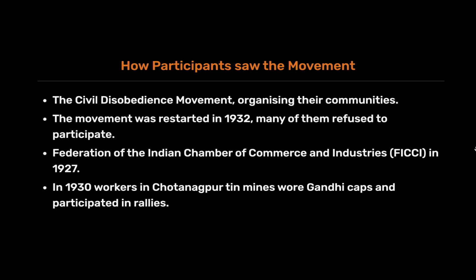How participants saw the movement: in the civil disobedience movement, they organized their communities, and at times forced reluctant members to participate in the boycott programs. For them the fight for Swaraj was a struggle against high revenues. But they were deeply disappointed when the movement was called off in 1931 without the revenue rates being revised. So when the movement was restarted in 1932, many of them refused to participate.